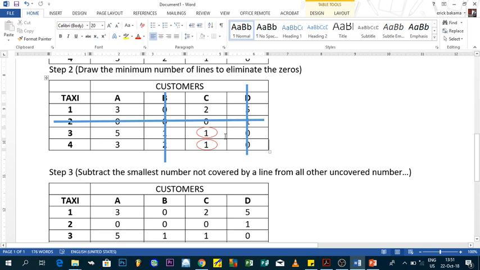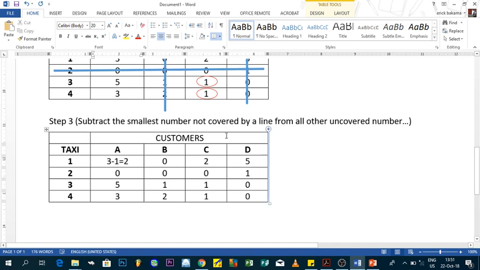What are the numbers that are uncovered by a line? You get 3, 5, 3, and 2. They are not covered by a line. 0 is covered by a line, and so on. So we'll subtract 1 from all the numbers that are not covered. So we get this table: 3 minus 1 gives us 2. In the other one, 0 is covered, 4 is not covered, 5 is not covered. So we'll take 5 minus 1, it gives us 4. And 3 minus 1 gives us 2.